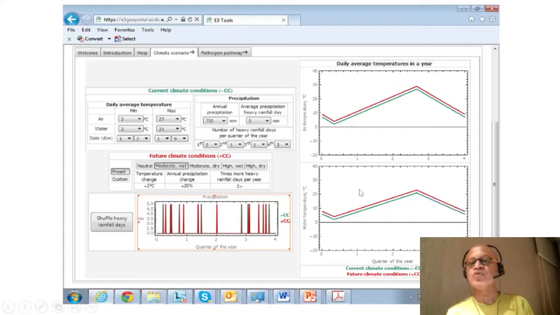So this kind of tool allows you to use this information to map daily average temperatures in a year and the water temperatures, either inland water bodies or coastal waters, could even be river waters and so on, depending on what the purpose of the study is. Could be looking for contamination of fish or contamination of water, for example.